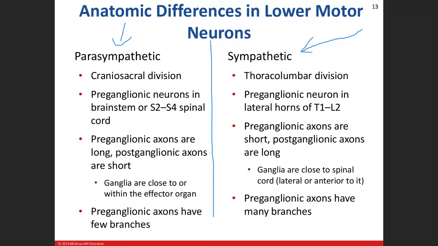Another name for the parasympathetic nervous system is the cranial sacral division, and I'll explain to you why that is. And then for the sympathetic, we call that the thoracolumbar.